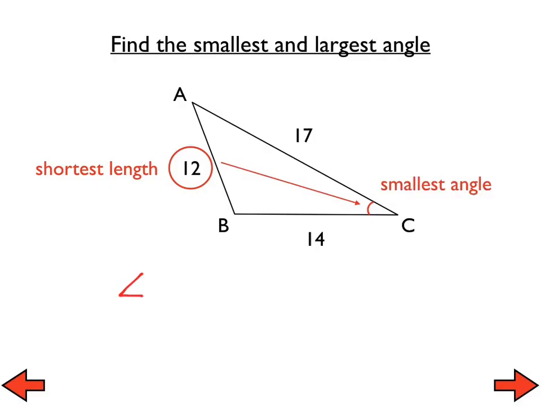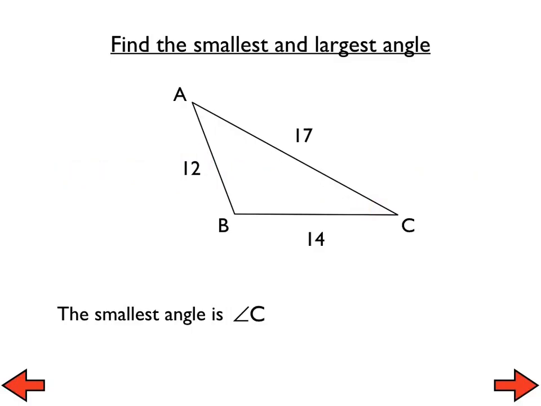Now, usually I let you write angle C, but I want you to get into the habit of naming it by the 3 letters. This is the angle we're looking at, and that is also called angle ACB or BCA. Okay, please name it with all 3 letters. C has to be the middle one because that's the vertex of the angle. Which one is the longest side? 17. So what is the biggest angle? Angle B is the biggest one, but I want you to name it with all 3 letters.